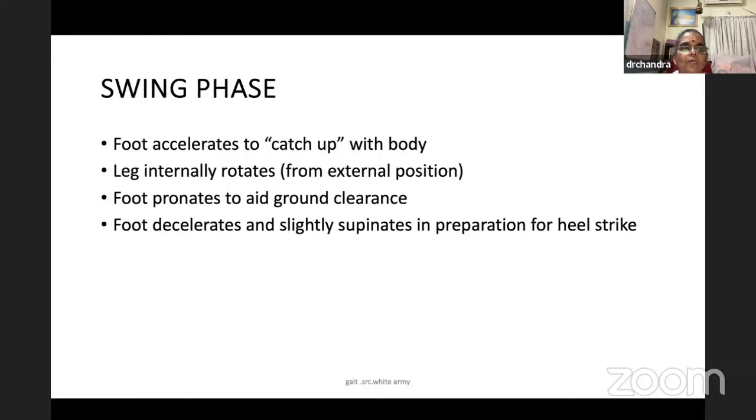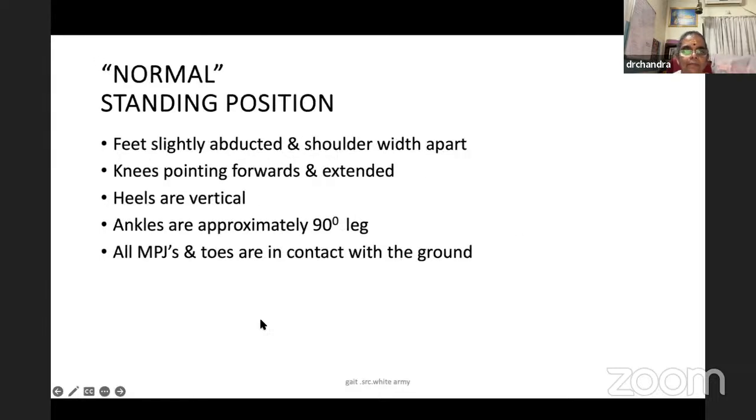Next comes the swing phase. The foot accelerates to catch up. So the foot will accelerate to catch up with the center of gravity. And the leg internally rotates from the externally rotated position. And the foot pronates to aid ground clearance. And the foot decelerates and slightly supinates in preparation for the next heel strike.